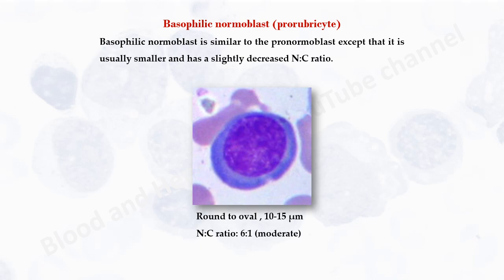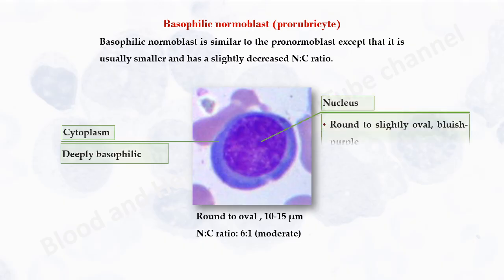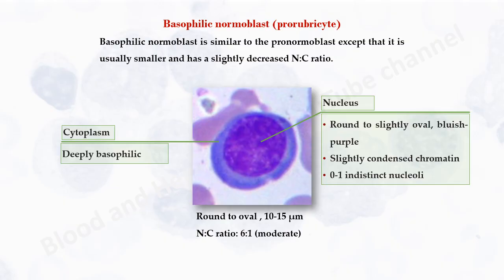Basophilic normoblast is similar to the pronormoblast except that it is usually smaller and has a slightly decreased NC ratio. The cytoplasm is still deeply basophilic. In late basophilic normoblast, the presence of varying amounts of hemoglobin can cause the cell to take on a lighter blue hue or scattered pink areas. The perinuclear area is sometimes seen. The chromatin is coarser than that of the pronormoblast. Nucleoli may be present early in the stage but disappear later.